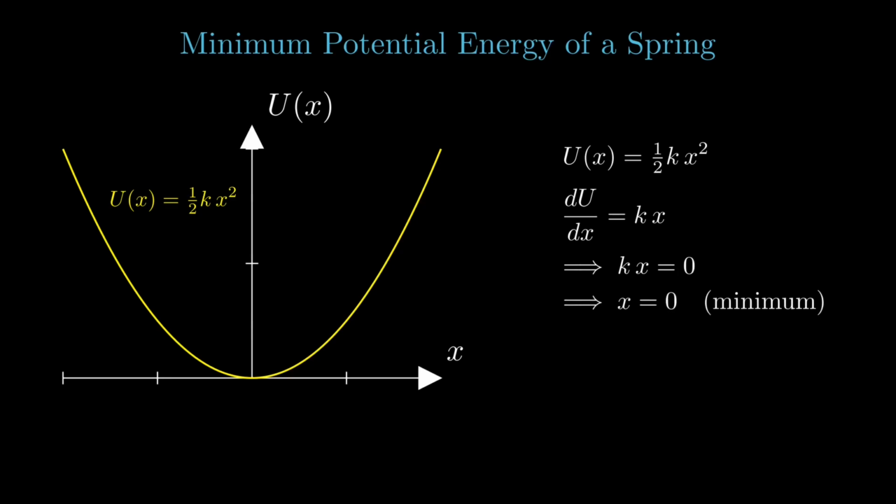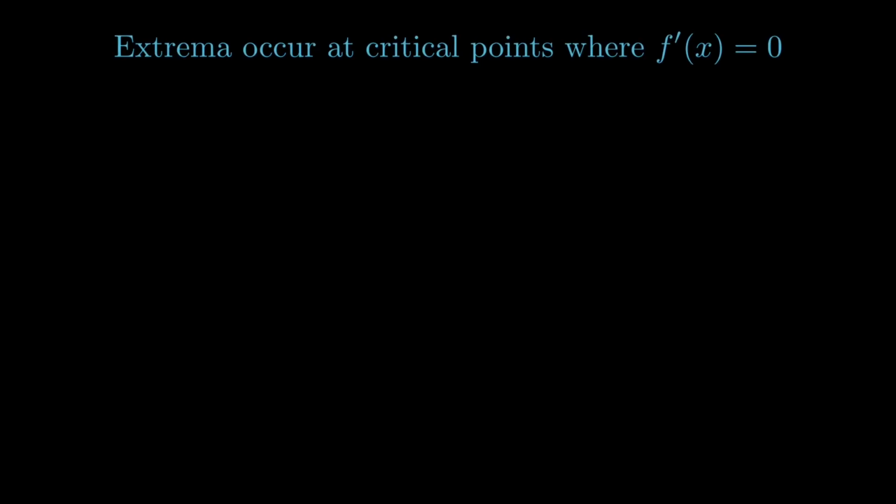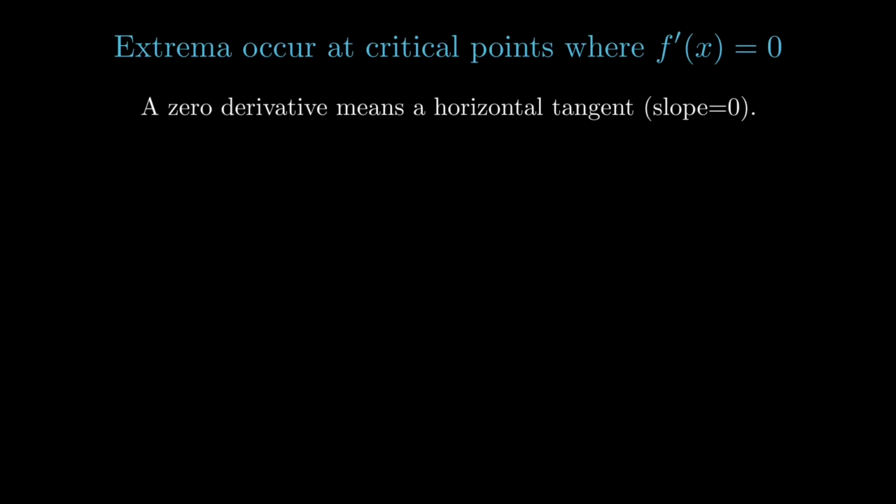At this point, the spring is at its equilibrium and the potential energy is minimized, and the force, which is minus dU over dx, is thus 0. So now we can go back and address the important question. How can we tell whether a critical point is a minimum or a maximum? For this, we need to use what is called the second derivative test.